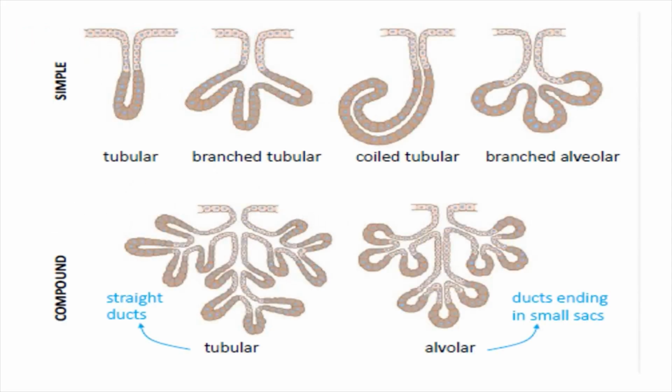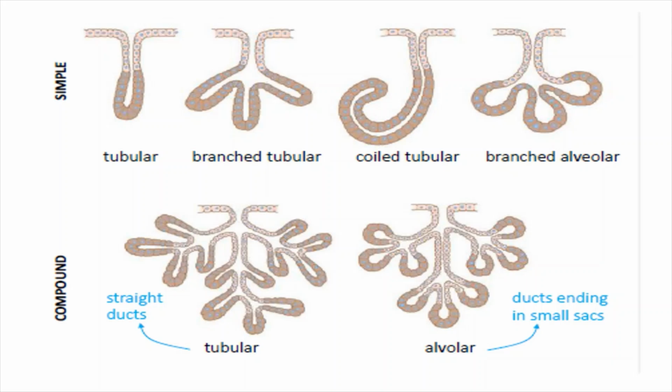So this is a schematic diagram showing us the different types of glands in our bodies. So this one here is a simple gland. Why? Because the duct portion here is not branched. The secretory portion here is tubular. So this is a simple tubular gland. Here it is branched. So you can see the conducting portion here is branched. So this is a branched tubular gland. This gland here is coiled. So it is known as a coiled tubular gland.